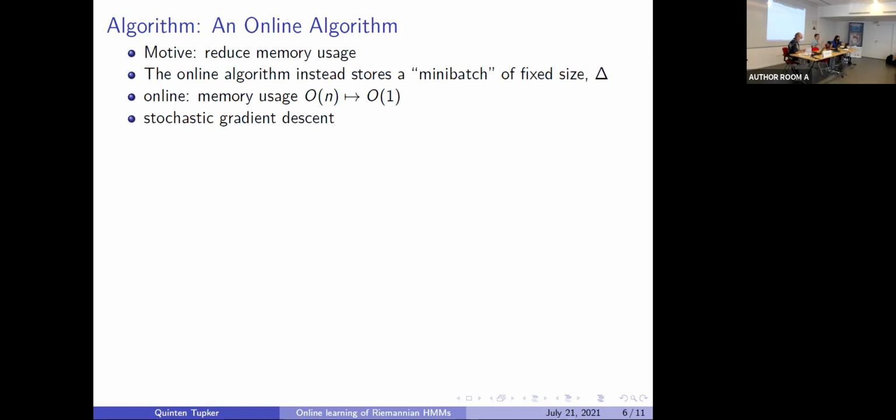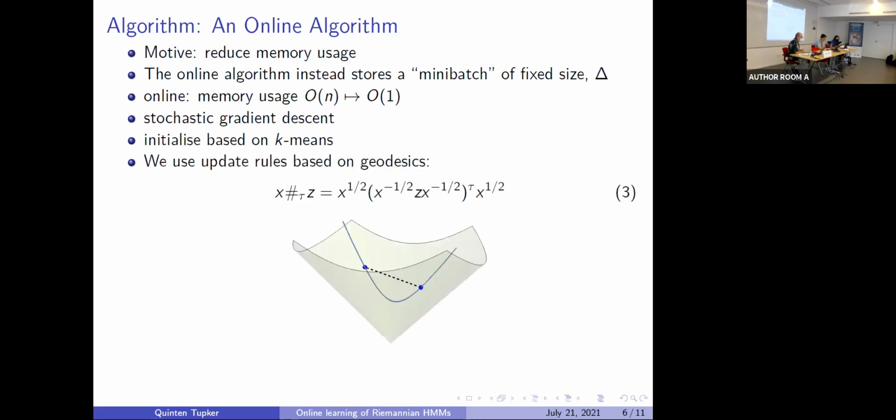From there, we use an approach based on stochastic gradient descent to re-estimate our parameters every time we change our data set. To initialize our algorithm, we use Riemannian k-means, since Gaussian distributions resemble clusters. So using a clustering algorithm to initialize seems to work decently. Since we're using means, we need a way to update these, and of course, we do this based on geodesics.